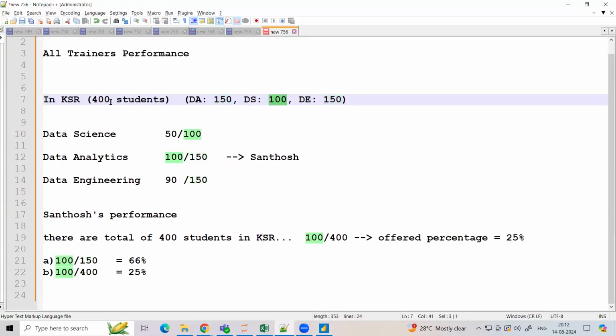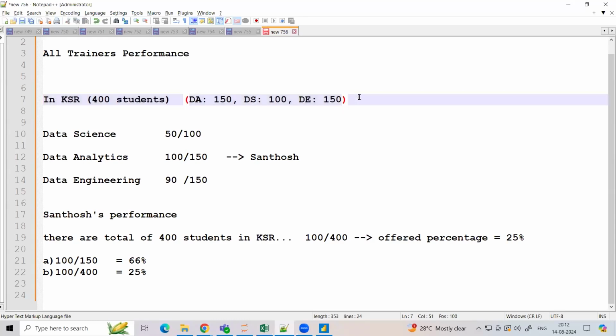And again, 100 divided by 400, that percent will go here. 150 divided by this will go here. Because the use case is very simple. Out of 400 students, what percentage of students are in data analytics? What percentage of people are from data science? And how many are from data engineering?